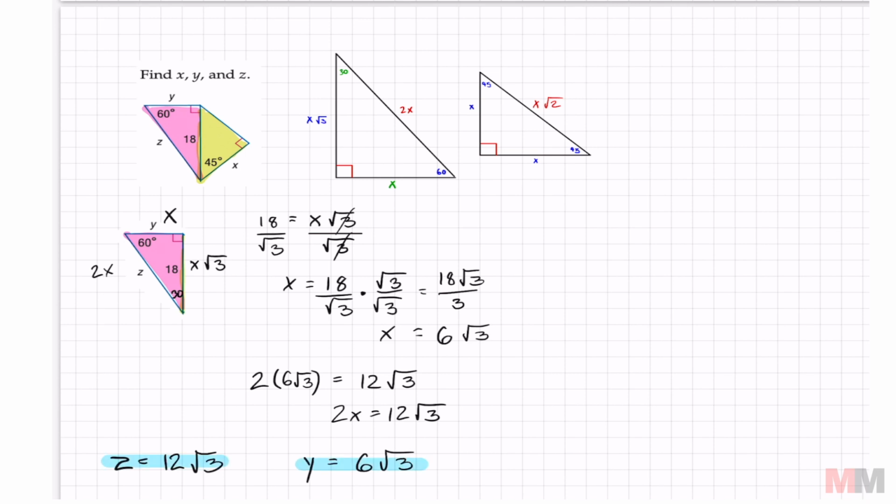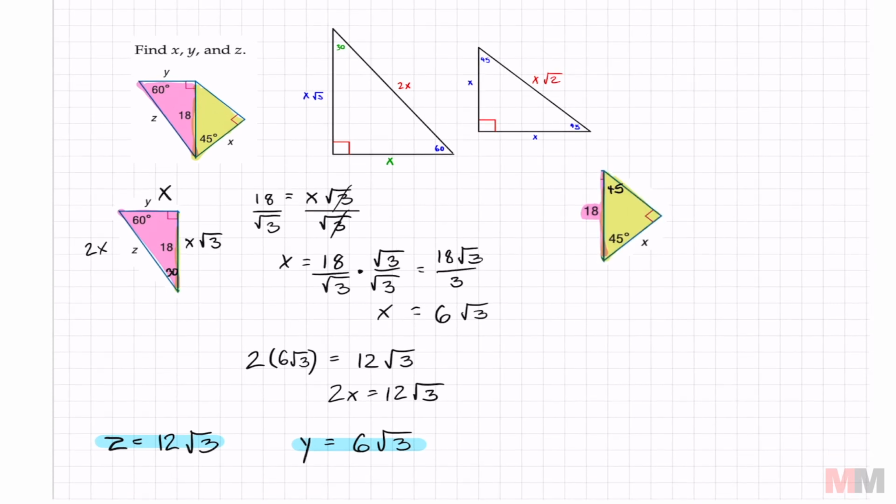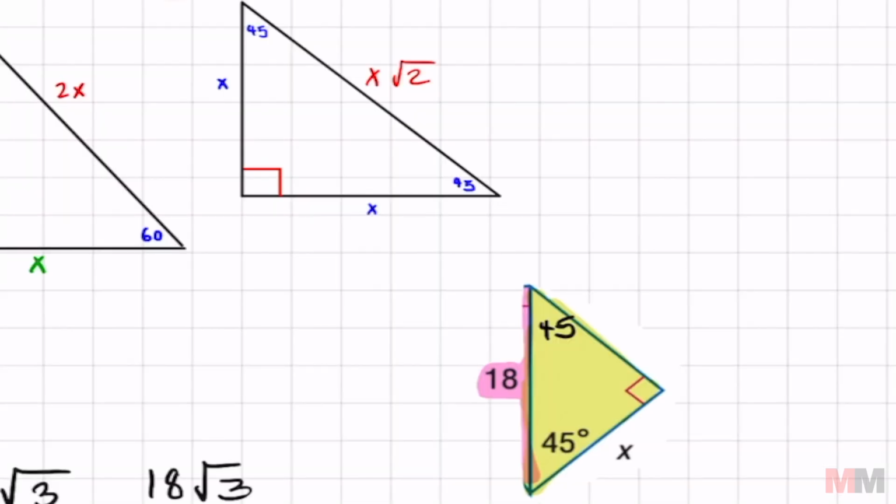All that's left is the yellow triangle, and we're going to do the same thing as we did with the pink one. That one is a 45, 45, 90 though. If you can't copy and paste like me, just redraw it. Look at the relationship up top, and we know the one across 45 is X. So that one's already labeled X, which is kind of nice. This one's X, and the hypotenuse is X root 2.